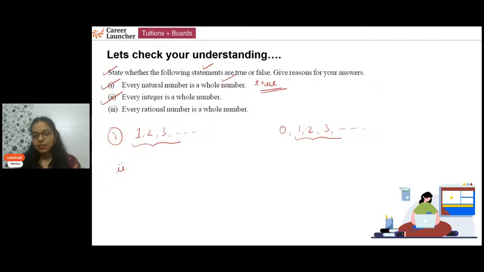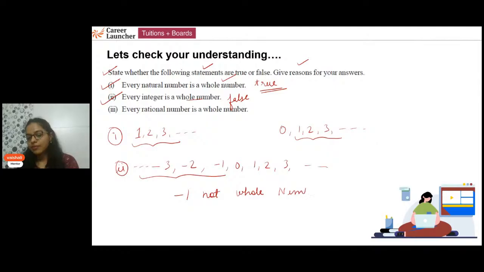Now coming to the second part, which states that every integer is a whole number. Can I get an example, a contradiction, that you can give in the chat section quickly? Why are we saying that this is false? Any example? Whenever we say something is false, we need to give reasons for that also, right? If I look at the set of integers, continuing from the negative numbers, I have -3, -2, -1, 0, 1, 2, 3, and so on. It will continue like this. Absolutely right, Akshat. So as an example, I'm picking -1 from the set of integers. This is not a whole number. Or I can say that negative numbers before 0 are not whole numbers. So this is the reason for part 2 why every integer is not a whole number.